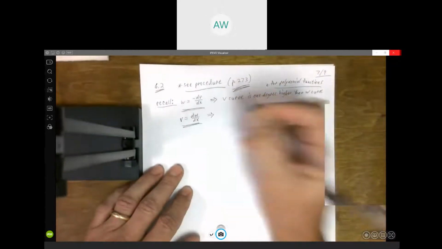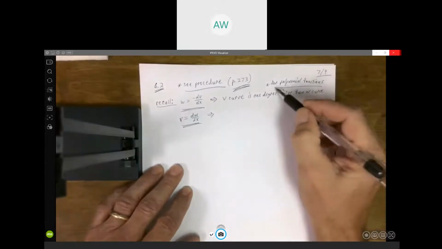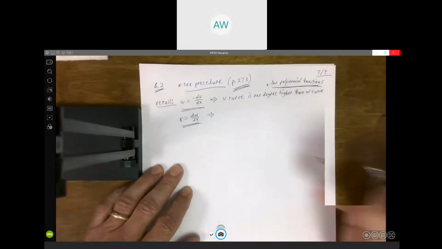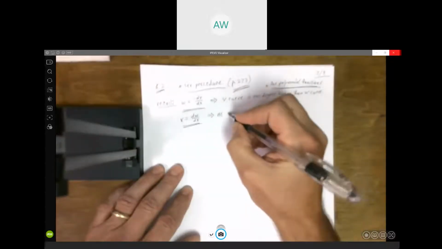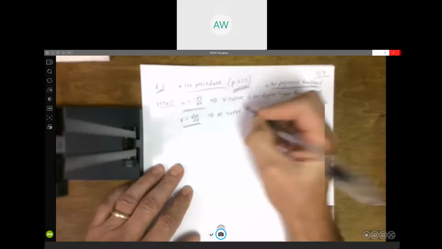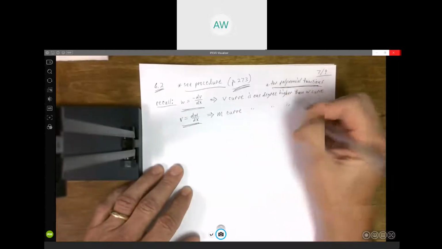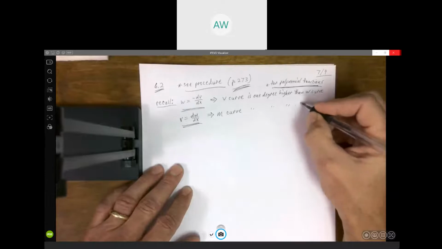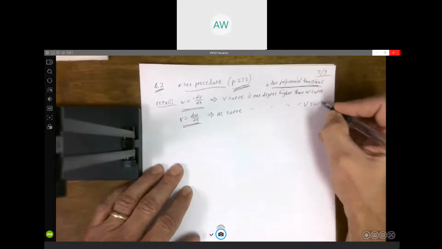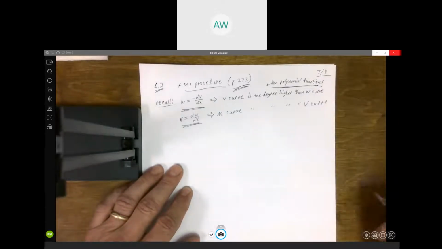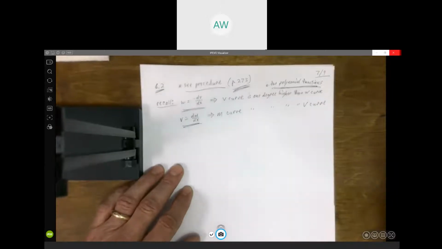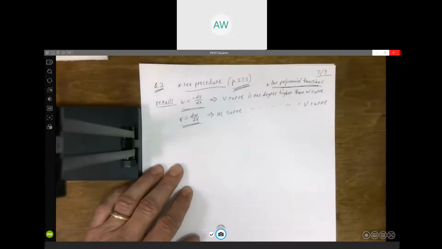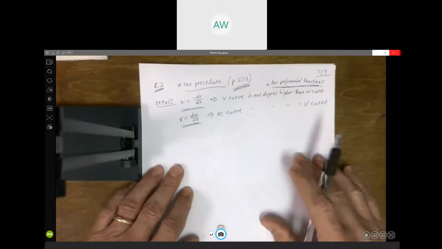A similar thing, if we're just talking about polynomial functions, means my moment curve is 1 degree higher than the shear. That's how I knew when I was drawing the moment diagram yesterday that the moment diagram was linear, because the shear was constant. It's always going to be 1 degree higher.